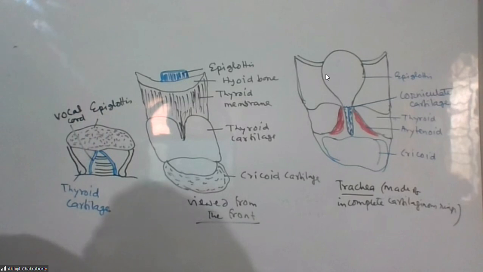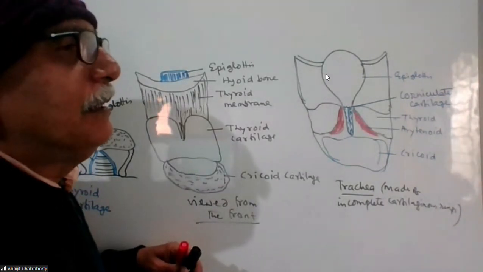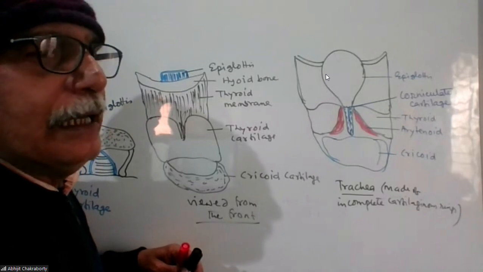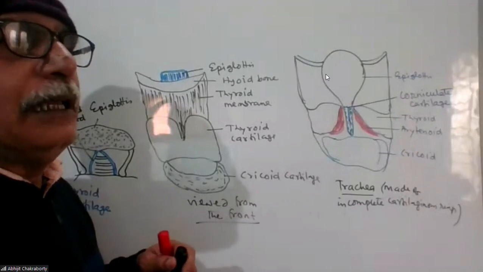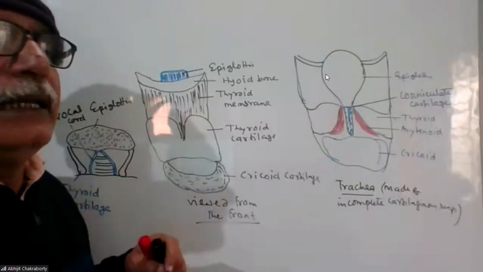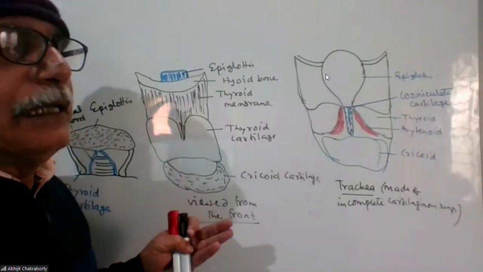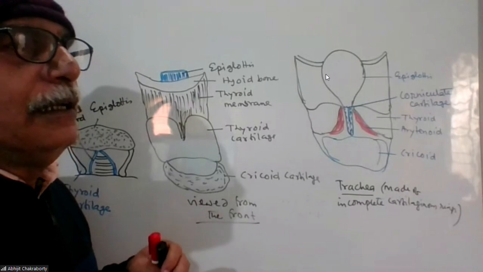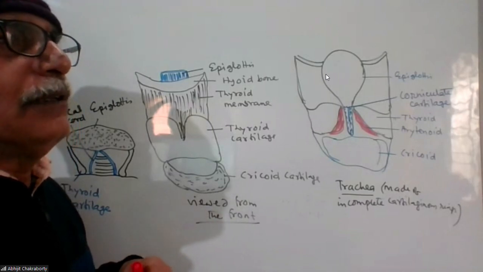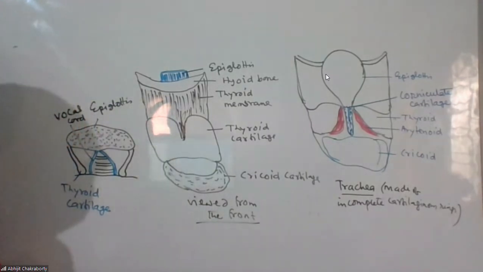Yes, sir. And the type of cartilage that forms the trachea is hyaline cartilage. You need to remember: tracheal cartilages are hyaline cartilage. You will get hyaline cartilage in thyroid, cricoid, arytenoid. You will get elastic cartilage in epiglottis, corniculate, and cuneiform. The trachea is also called the windpipe.